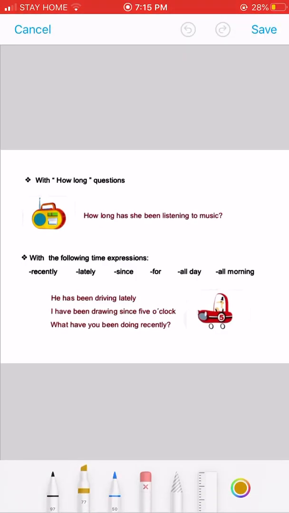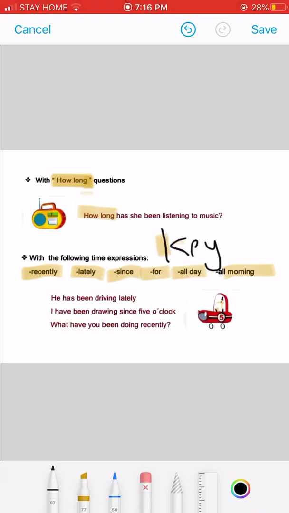And we use the phrase how long. It's the title of our Unit 9. How long have you been? إذا بنتذكرها موجودة عنا هي العنوان للوحدة التاسعة. We said that how long is used for asking about periods of time. نستخدمها للسؤال عن مدة من الوقت. How long has she been listening to music? And we use the following expressions: recently, lately, since, for, all day, all morning. And these are called keywords.